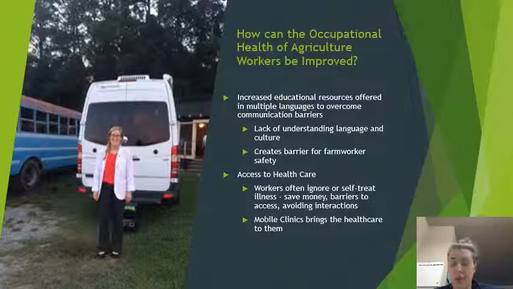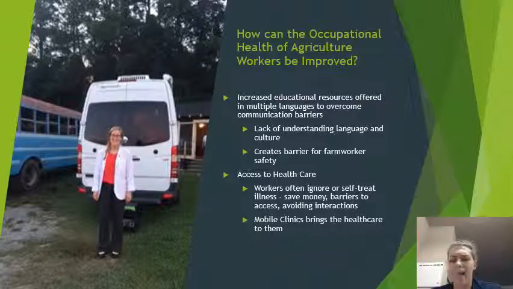One program that I found that I thought was pretty clever was a program in North Carolina. They're contracting the services of primary care physicians, nurses, and medical students, and bringing these providers to the farm to provide healthcare to the agricultural worker for free. It's called a mobile clinic, but they're basically bringing a primary care clinic to the actual farm.